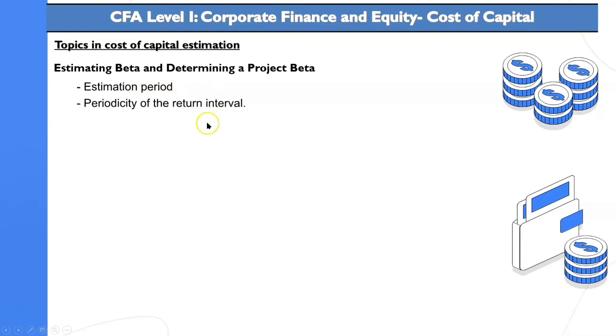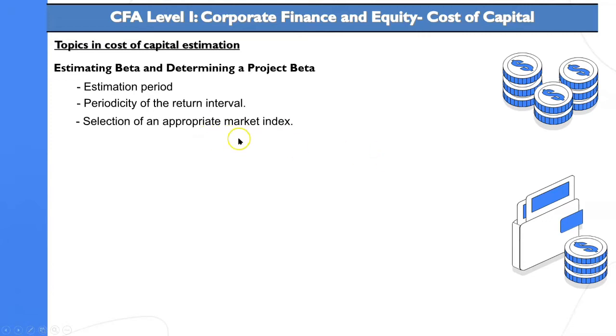Also, another issue is the return interval. For example, in the last video again, we estimated the daily return. Some companies use weekly return. Others use monthly return to calculate the beta. So which interval should we use? That is a question open to judgment by each company.